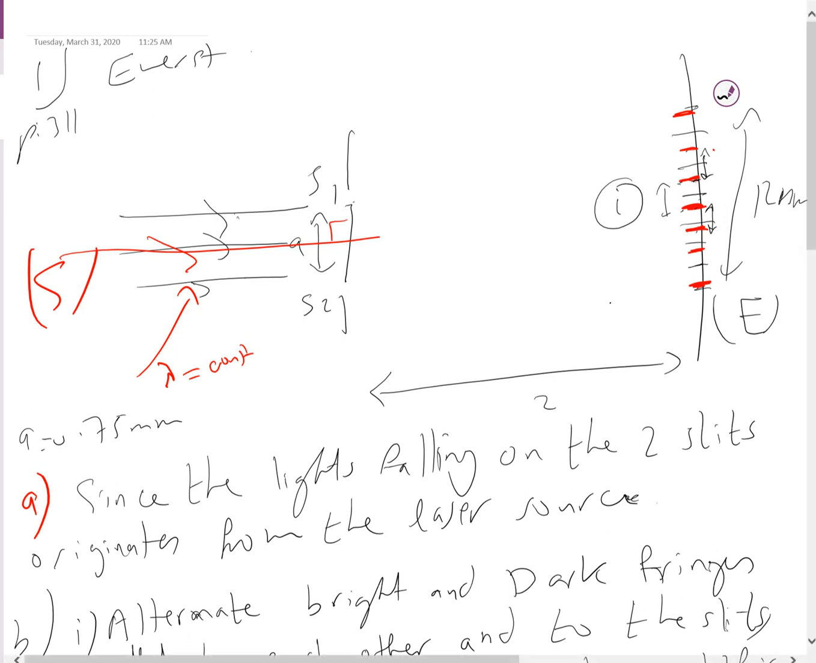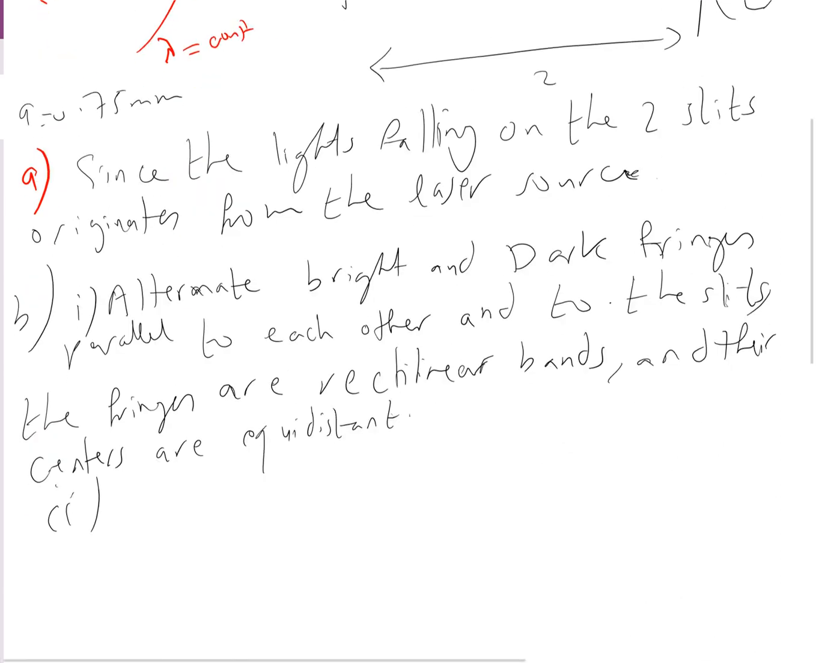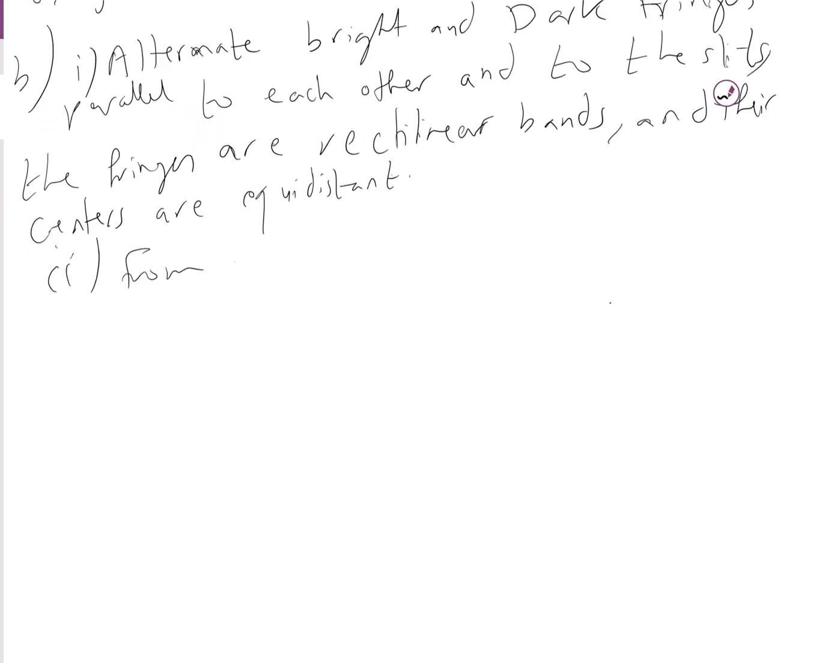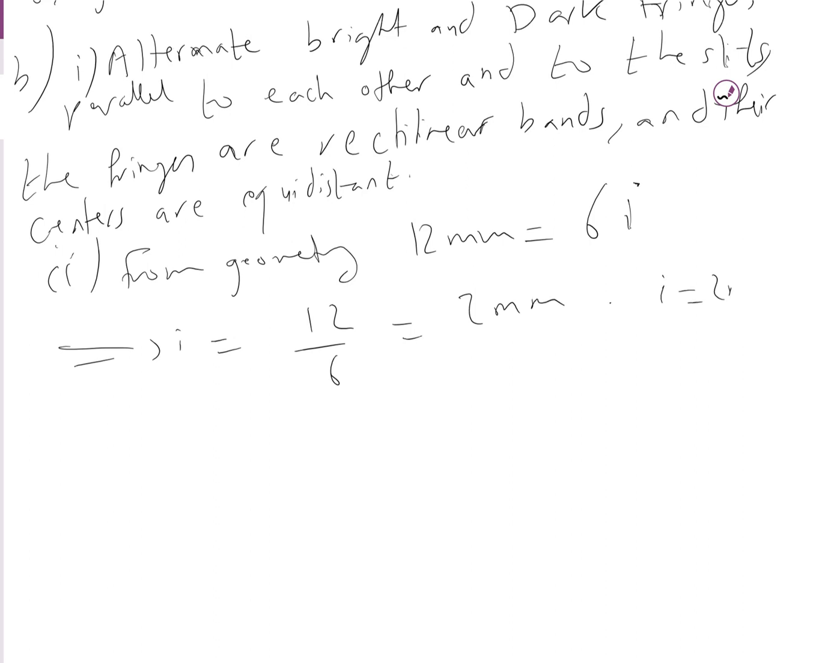From geometry, you can notice that the distance from this one to this one is 12 millimeters. It contains how many interfringe distances here? This is the first, the second one, third, fourth, fifth, sixth. Therefore, from geometry, the 12 millimeters contains 6 interfringe distances. This implies that I equals 12 over 6, that is 2 millimeters. Hence, I is 2 millimeters from geometry.